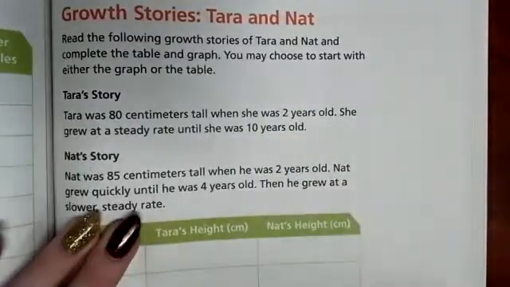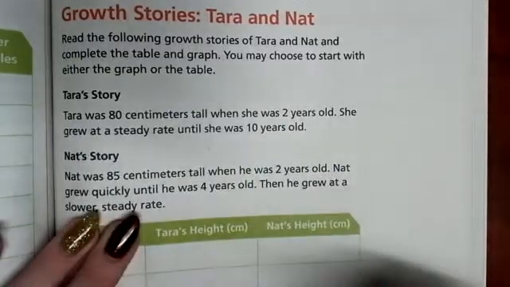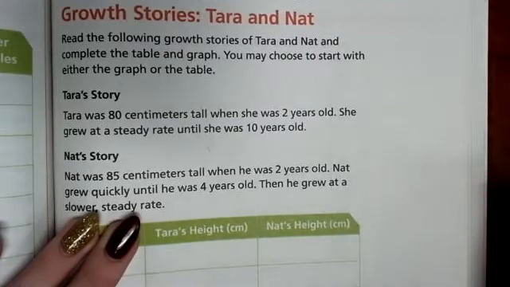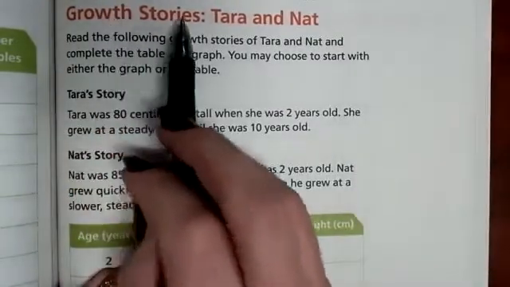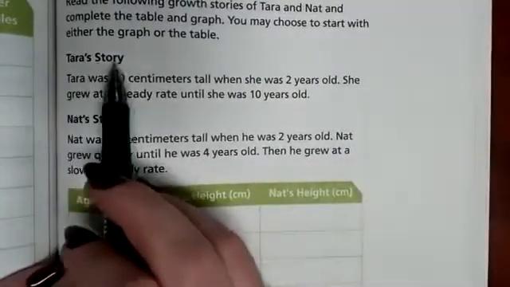So let's start. We're on page 287. I want to make sure that you are following along with me and filling this out as I go so that you are able to complete your own page on your own. Okay, this is 287. So we are looking at the growth stories of Tara and Nat. All right, so Tara's story.